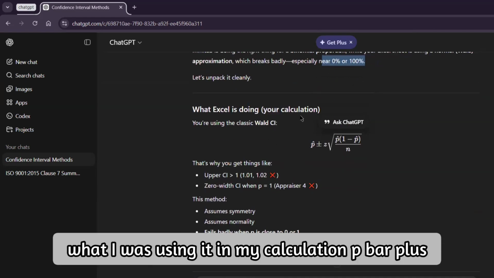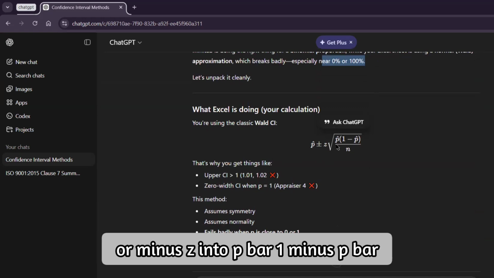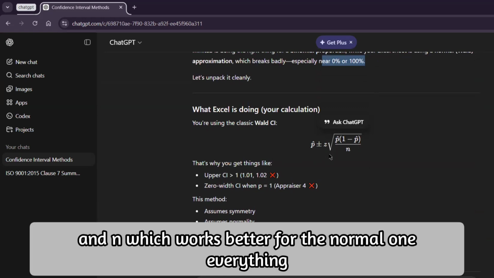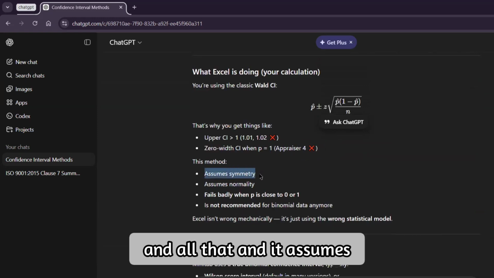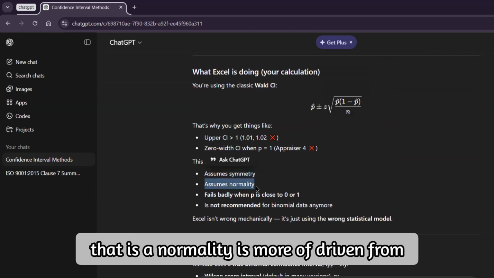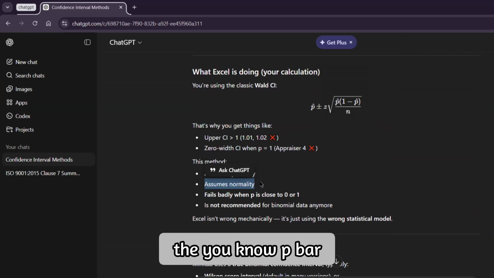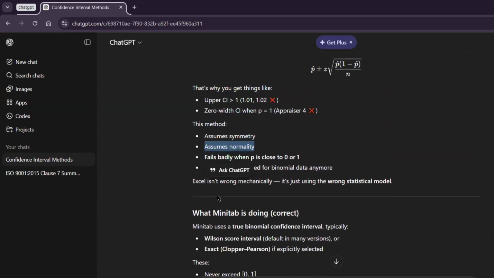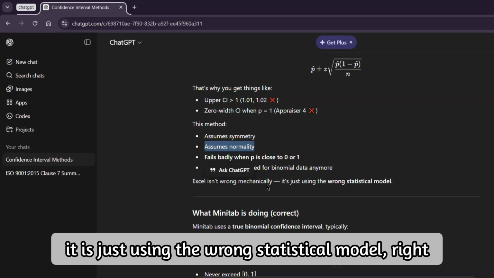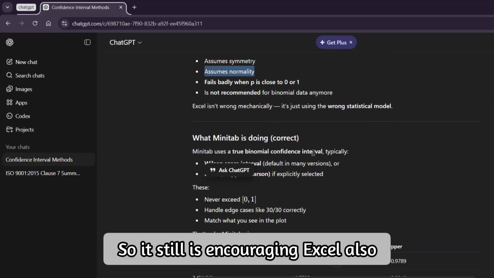This is what I was using in my calculation: p bar plus or minus z times the square root of p bar times 1 minus p bar over n, which works better for the normal distribution, when you have a symmetrical shape. It assumes symmetry and normality, and it is driven from the p bar and so on, right? So Excel is not wrong mechanically, it is just using the wrong statistical model, right? So it is still encouraging for Excel as well.